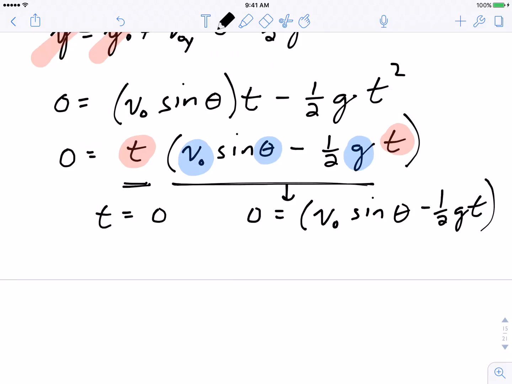Well, solve for t. So let's do that down here. I get 1/2 g t, bring that to the other side, is equal to VO sine theta.